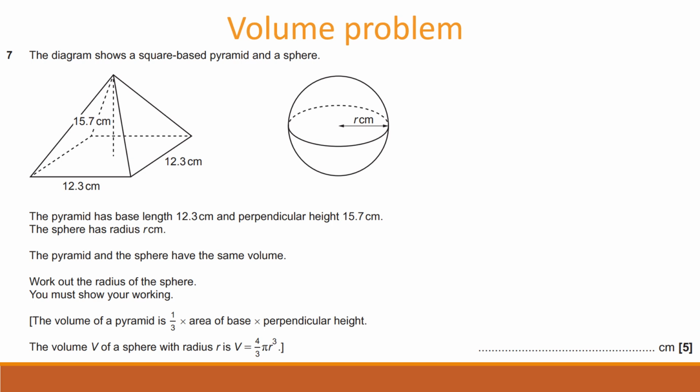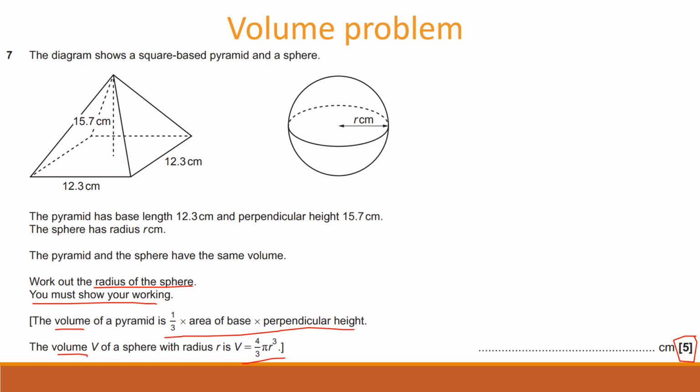The pyramid, we're told down the bottom the formula for the volume of the pyramid. The formula is 1/3 the area of the base times the perpendicular height, and it tells us the volume of the sphere is 4/3 pi r cubed. Now this question is worth 5 marks in total, and the question wants us to work out the radius of the sphere. The question also says you must show your working out, and if you don't show your working out you won't get the full 5 marks even if you get the correct answer.